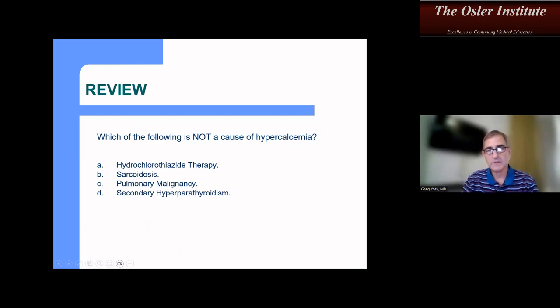All right. Which of the following is not a cause of hypercalcemia, not a cause of hypercalcemia?